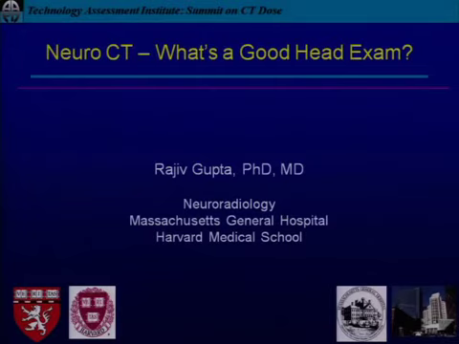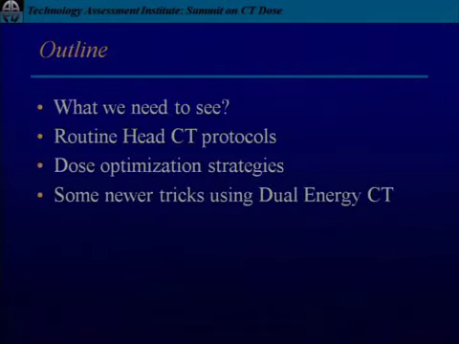Good afternoon. For the next half hour or so, I'll be talking about what constitutes a good neuro CT. Here's the overall outline that I'm going to be following. I'll talk about first what we need to see in a good head CT exam. I'll go over some of the protocol issues and some dose optimization strategies, and then I'll talk about some newer tricks using dual energy CT.